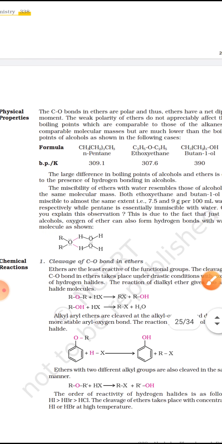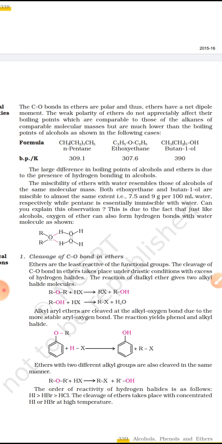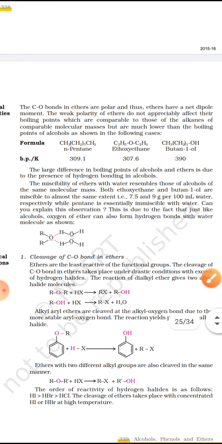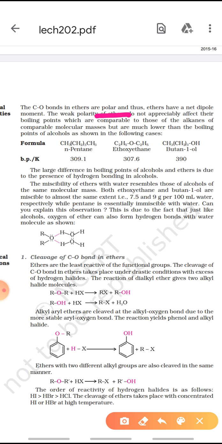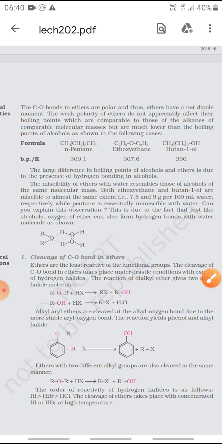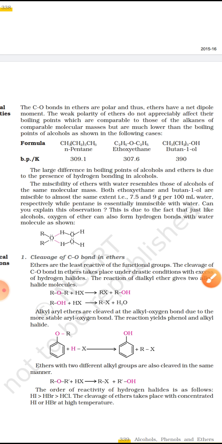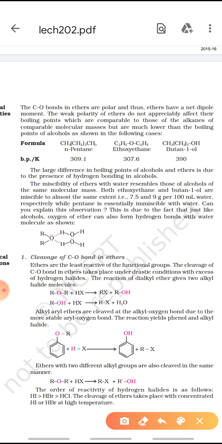Now coming to the physical properties of ether. Now children, as you all know that the C-O bond in ethers is polar. The carbon oxygen bond is a polar bond because of the electronegativity difference between carbon and oxygen. So they have a net dipole moment. Now this weak polarity of ethers does not appreciably affect their boiling point. That means there is no effect of polarity of ethers on the boiling point, and the ethers have boiling point lesser compared to the alcohols.